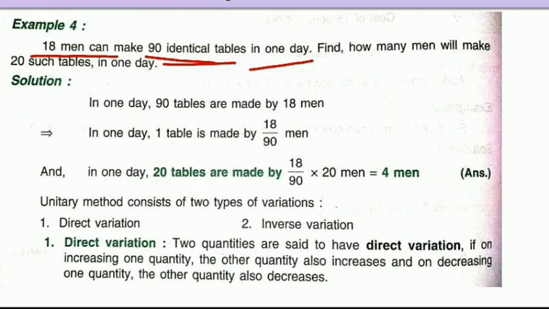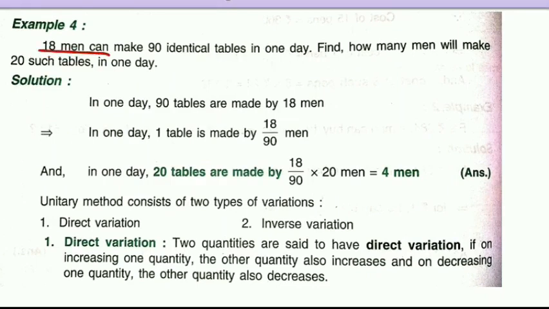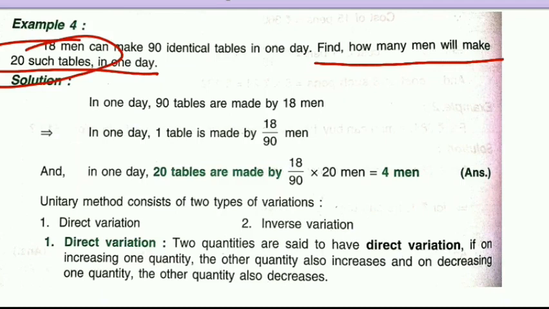Here 18 men are there, and they can make 90 identical tables, means same type of table, in one day. In one day they can make 90 tables. How many men? 18. So find how many men will make 20 such tables. It is asking for the number of men, that how many men will be required to make 20 tables in one day.